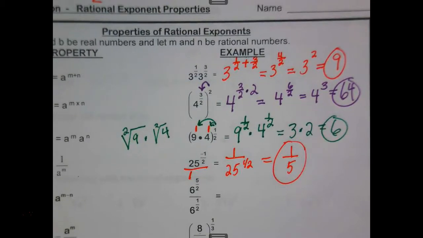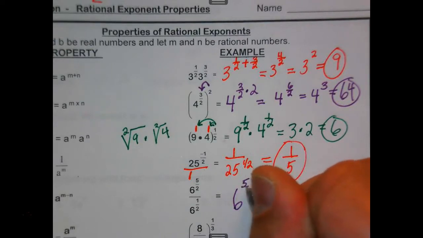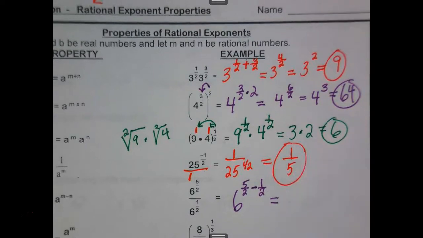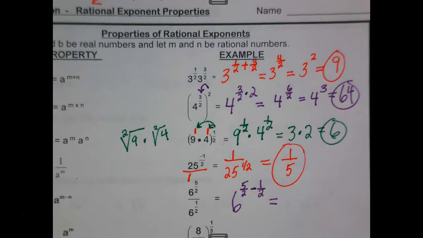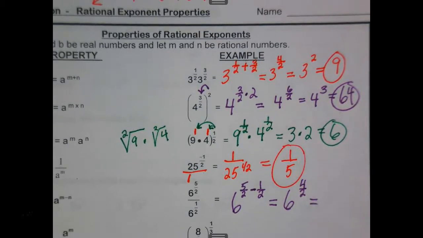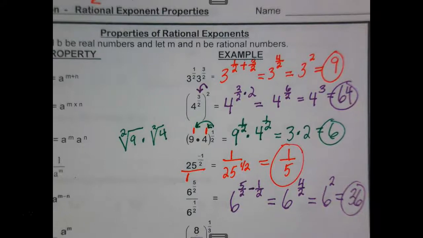If I have a fraction or division with the same base, what do I do with the exponents? That's right, subtract them. Okay, if I have 5 halves of something and I take away one of the halves, how many halves do I have left over? 4 halves, which is 2. 6 squared is? That was perfect.